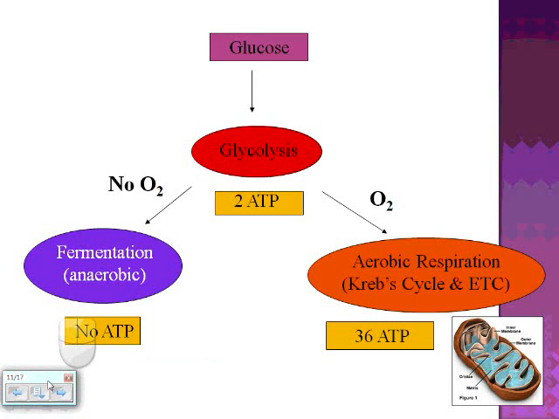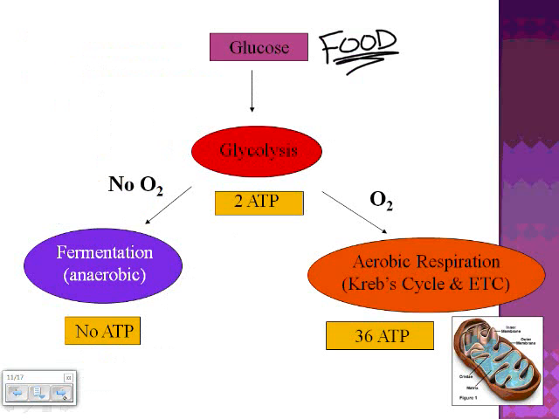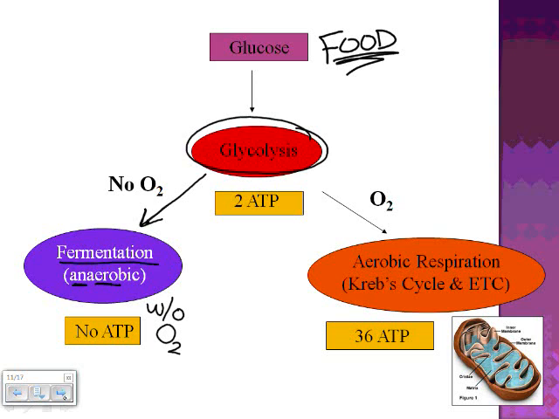So if we look at our two processes, ultimately, we're going to start with the same thing. We're going to start with glucose, or food, every single time. If you go back, you'll notice that both processes begin with the step glycolysis. It's not until after glycolysis that they go their separate ways. So in this picture, both processes start with glycolysis, and then if there's no oxygen available, you're going to do fermentation, which is anaerobic, without oxygen, and there's no ATP made, no extra energy. That means that the only place that energy was coming from was glycolysis.